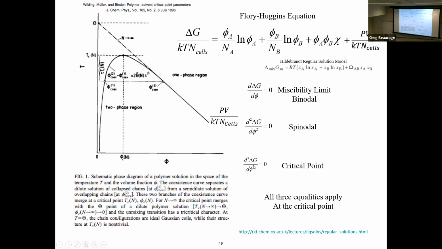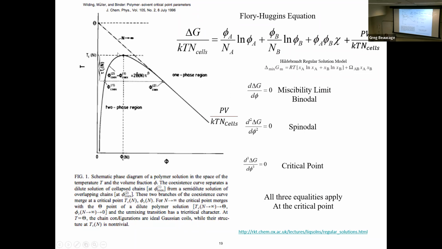And then the critical point is defined by the third derivative of the free energy. So you have a free energy expression, you can take those derivatives, and you can determine the critical temperature and critical composition. You actually only need two of these, since they all meet at the critical point. So you need two of these to get the critical temperature and critical composition. The only free parameters in this are composition and temperature, so if you have two equations, you can solve the two unknowns. So you can get that.